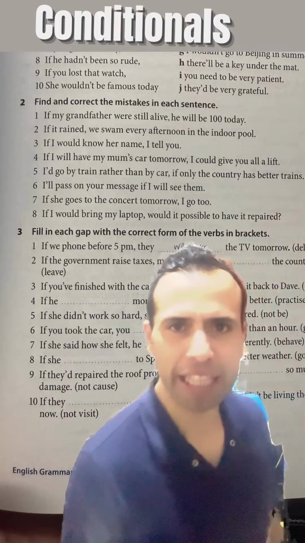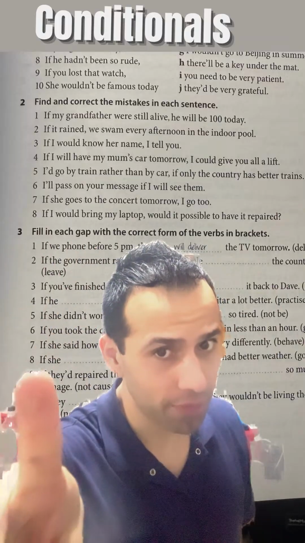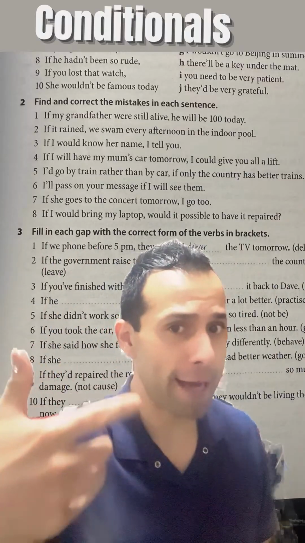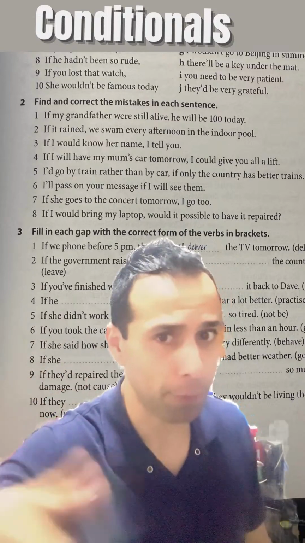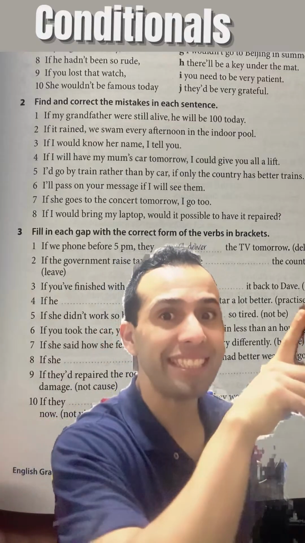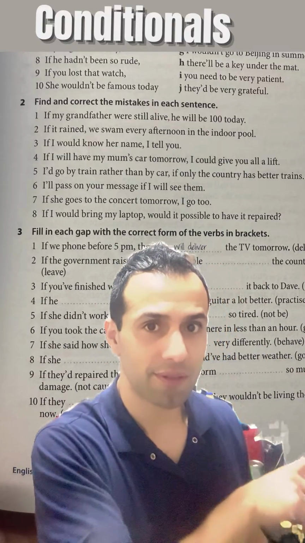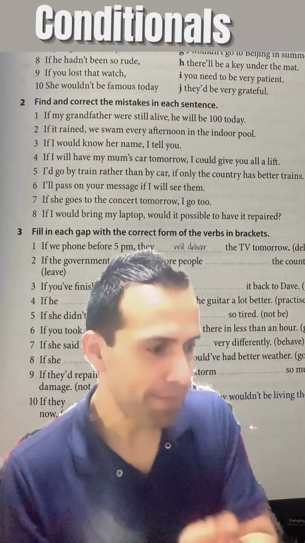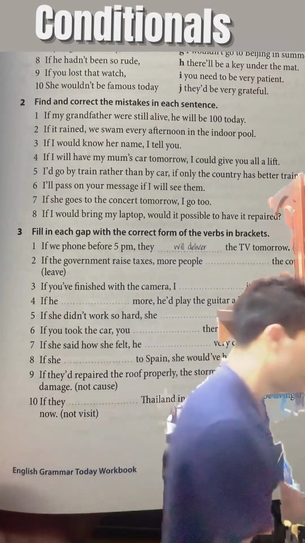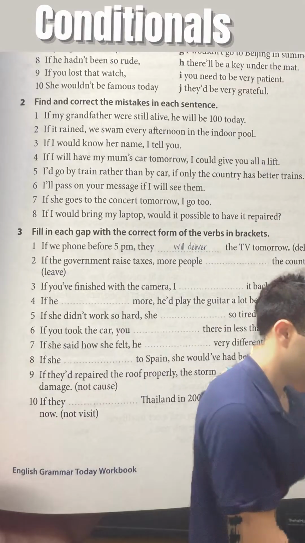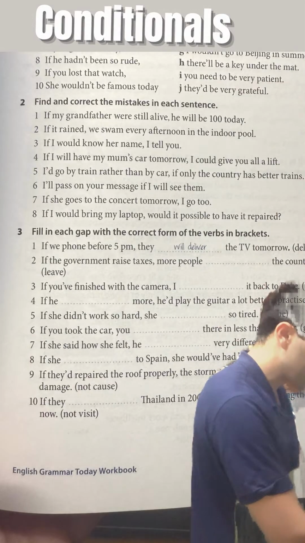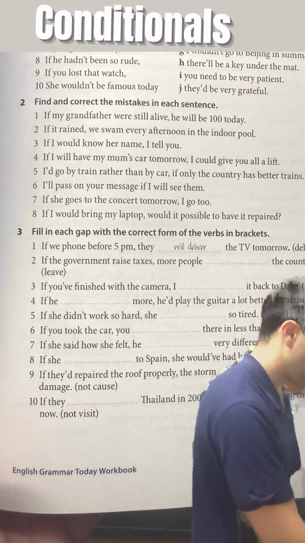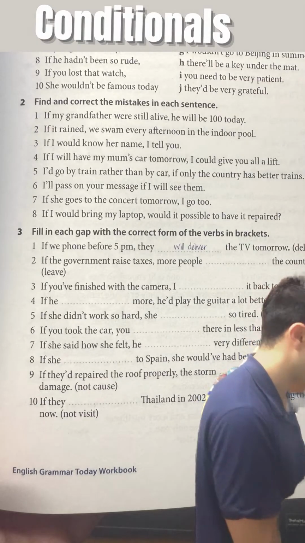So in this case, you will say, I'll pass on your message, right? This is something I will do. Maybe I'm promising to do something, promising you to do something, right? I'll pass on your message if I see them, right? If I see them, I will pass on your message, okay? So if something happens, something else will happen. That's a first conditional sentence, isn't it?